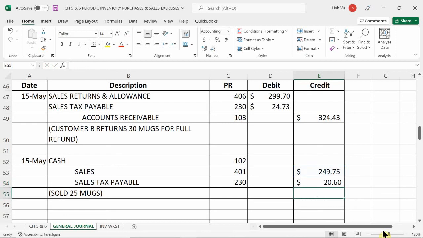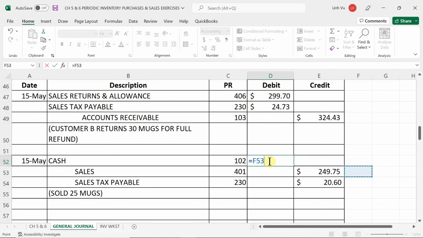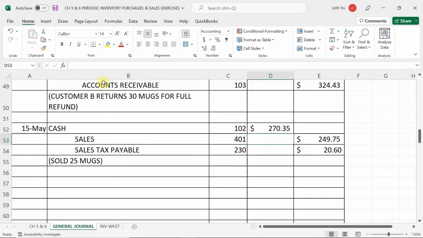$20.61. What's the decimal place after the 0? Oh, okay, it was 4.3. Yeah, 4 doesn't tell you to round up. Okay. All right, and then I should be receiving a grand total cash of $270.35. Okay.